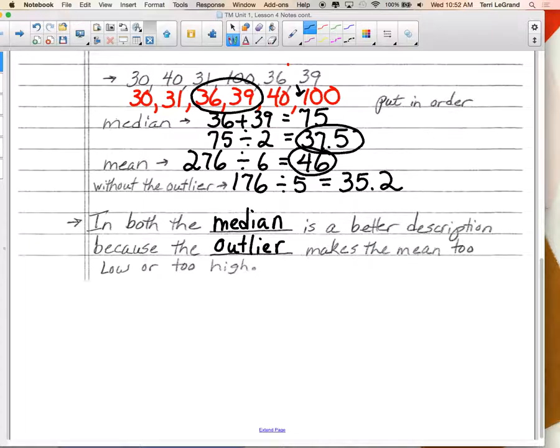Okay, that's all the notes that we're going to take today, and you're not going to do any practice in your notebooks.